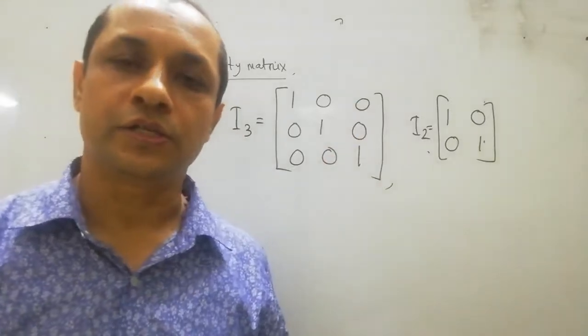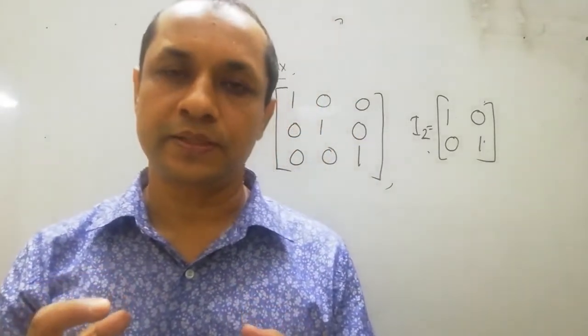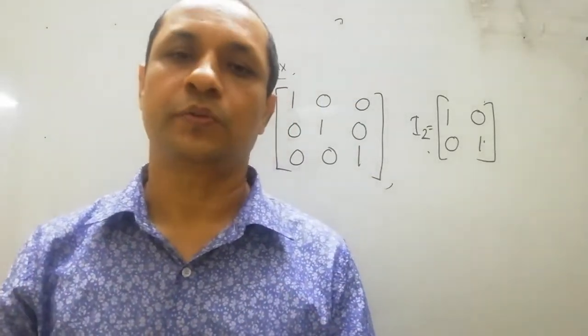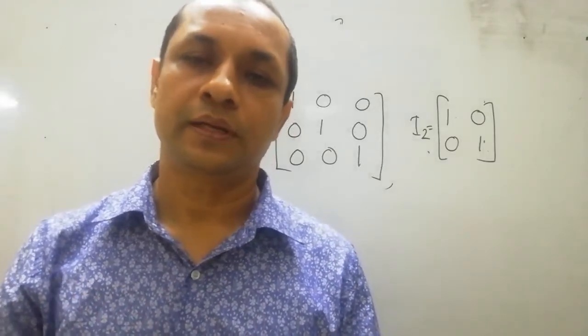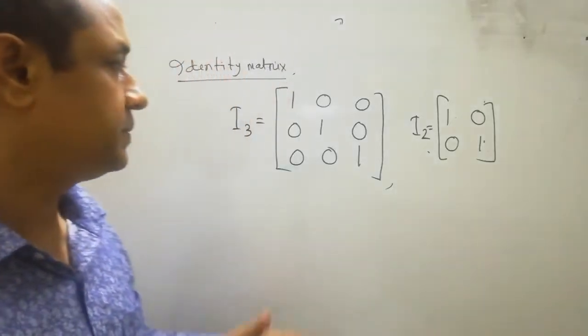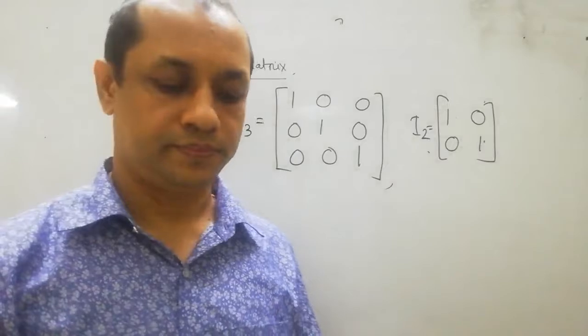So I say again, students, identity matrix means an identity matrix is a scalar matrix with all the entries in the principal diagonal equal to 1. So it is called an identity matrix. I hope that, students, you are clear.